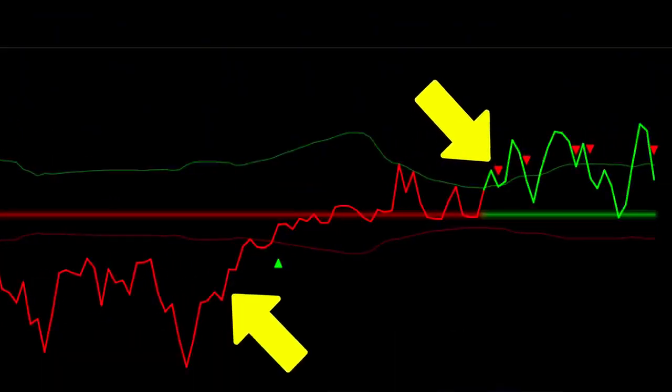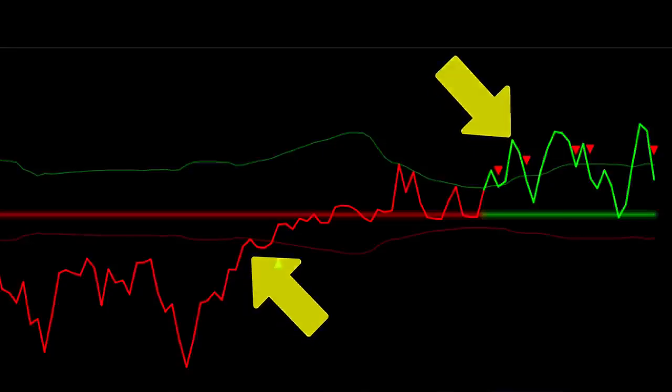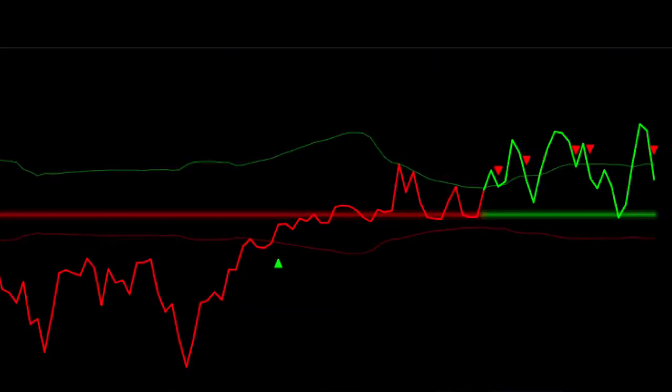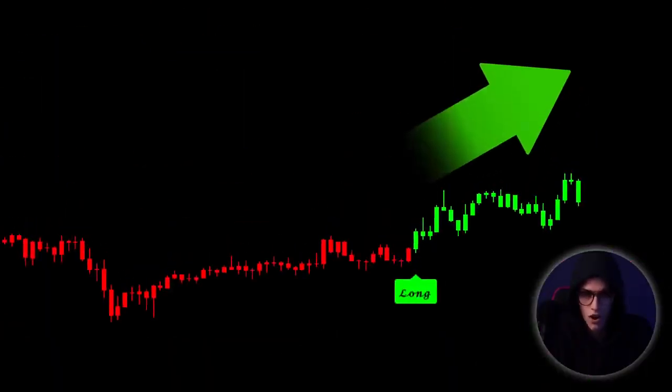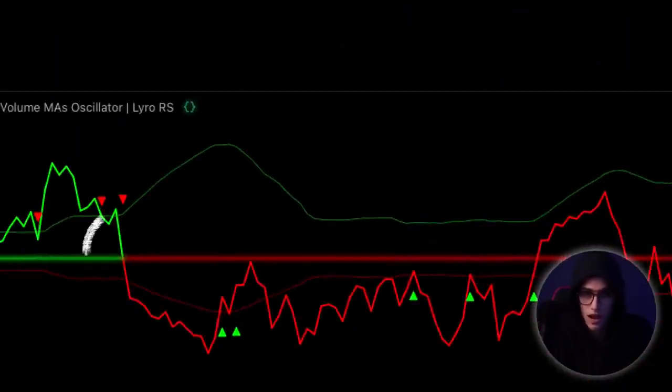At first glance, it looks like a hybrid between a volume oscillator and a momentum filter. The green and red lines you're seeing represent the relationship between volume-weighted moving averages, not price. That's important, because this tool doesn't just react to price movement. It responds to the strength behind it. The logic is simple yet powerful. When green dominates, bulls are pushing with volume. When red takes over, bears have the upper hand.